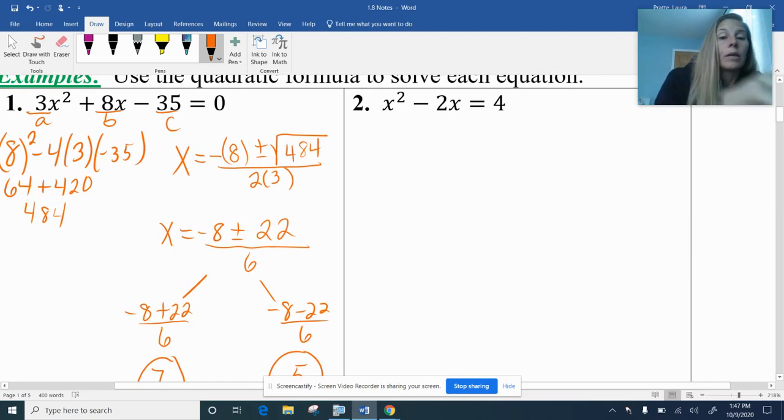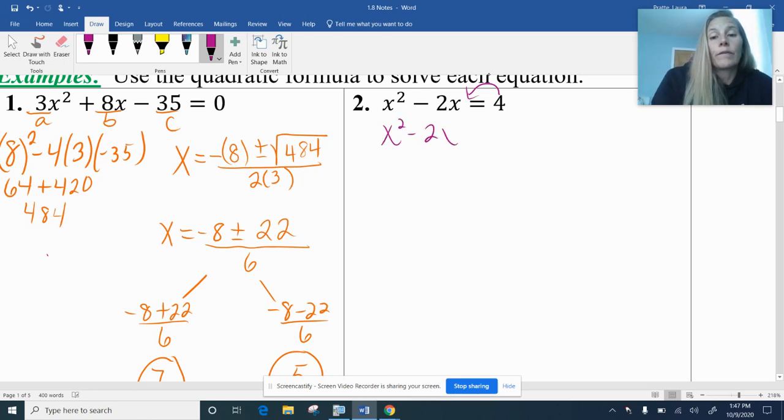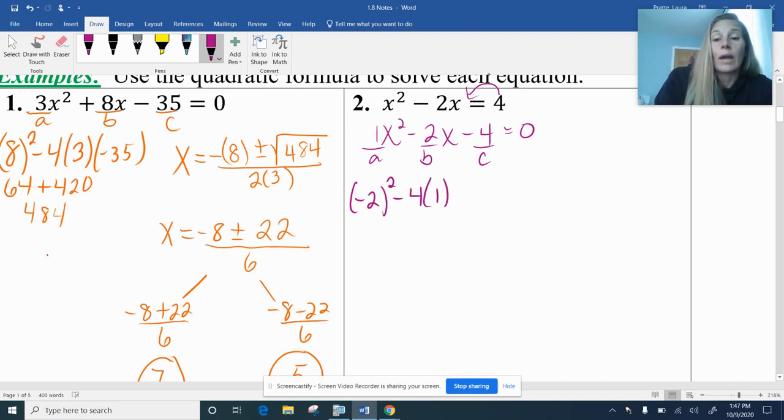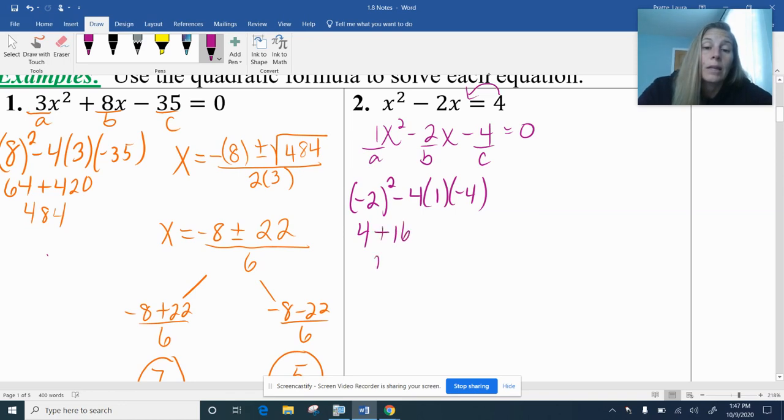Now, if we want to go on to number 2, we have to first put it in standard form. So we're going to move that 4 over. Now I know A is 1, B is negative 2, C is negative 4. So again, I'm going to start out with my discriminant because I have to find that out anyway. And it's a little bit easier to do the rest once you have the discriminant simplified. So this is 4 minus a negative will become a plus 16, and that gives me 20.